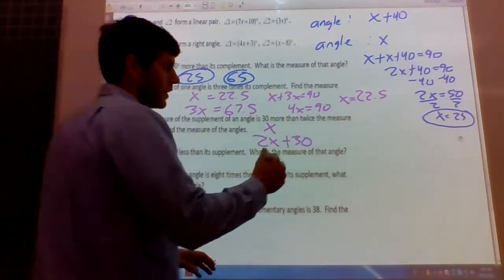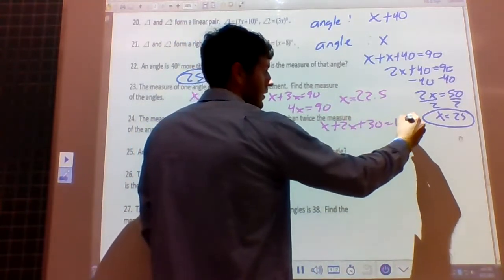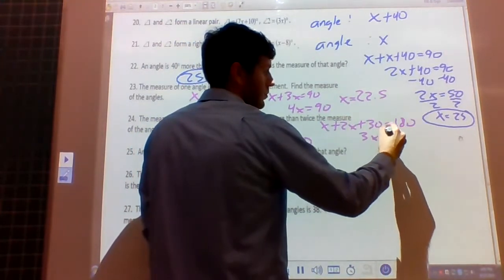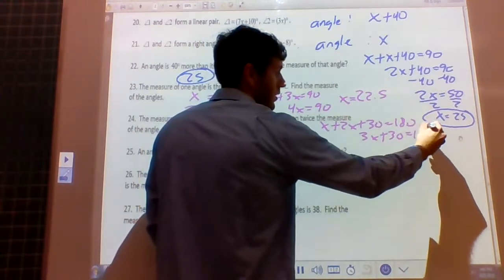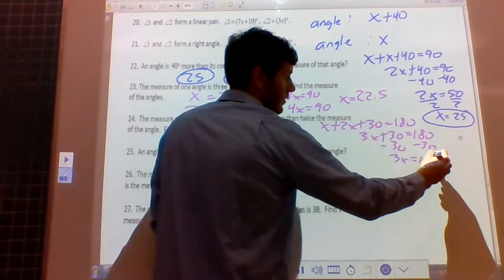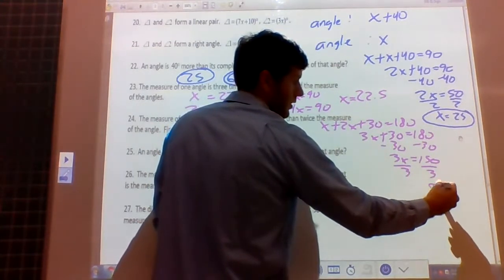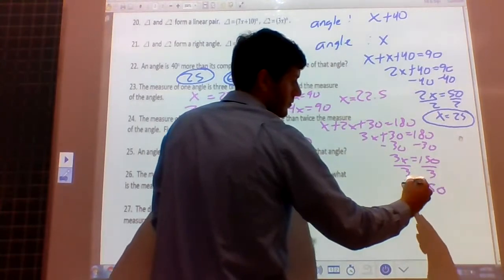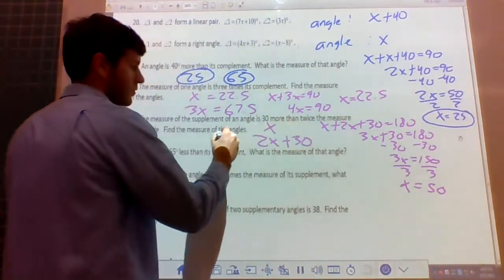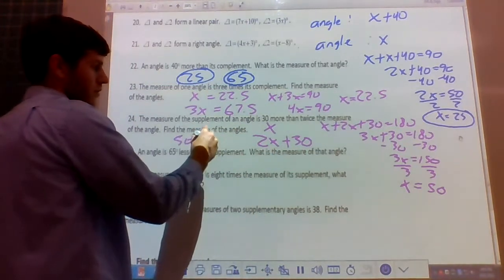So they're supplementary, so they add up to 180. So x plus 2x plus 30 equals 180. So that's going to be 3x plus 30. Subtract 30. 3x equals 150. Divide by 3, divide by 3. 3 goes in 15 5 times, so that's going to be 50. Okay, so our angles here are going to be 50 and 130.